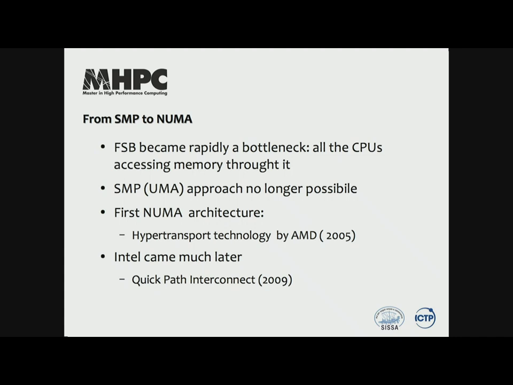This was true till 2009, when Intel came out with its own solution, the QuickPath Interconnect. So for 5, 6, 7 years, AMD was the right way to go. Even if the peak performance of the CPU was much better for Intel, the problem of the front side bus was actually dramatic.